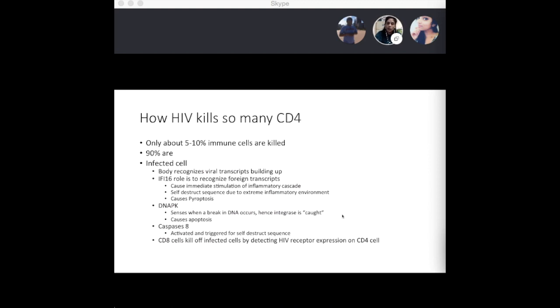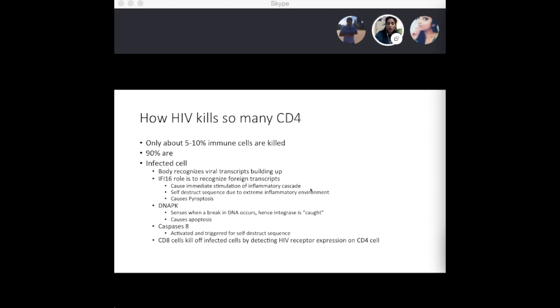There is another protein called DNA-PK, which senses when a DNA break occurs. So this is what integrase does. And essentially it's caught, and that will render the cell also to die, so it will cause apoptosis. And then we have caspases, specifically caspase 8, which will activate and trigger a self-destruct sequence as well.